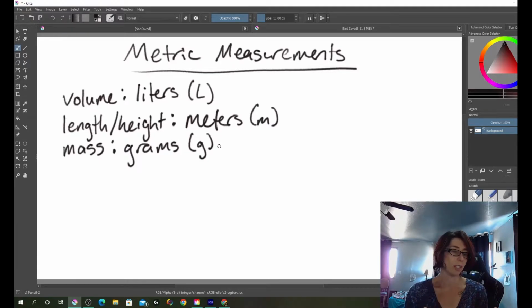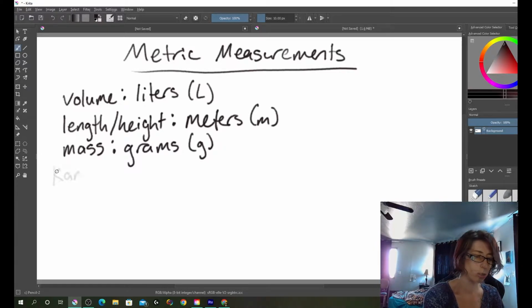Just like in the imperial system, there are units for very small measurements and units for very large measurements. So if you think about length in the imperial system, you have inches, which is a smaller measurement, and then you have yards or miles for larger measurements. So there's the same sort of thing in the metric system. Now, to remember all of the units, I have a mnemonic device. There's many out there, but this is the one I use.